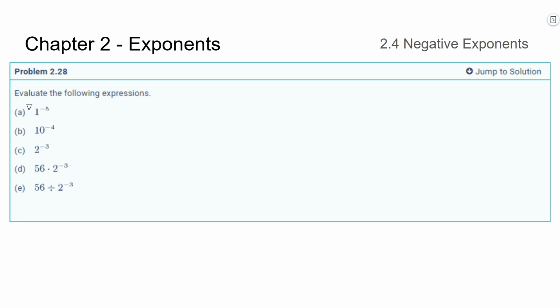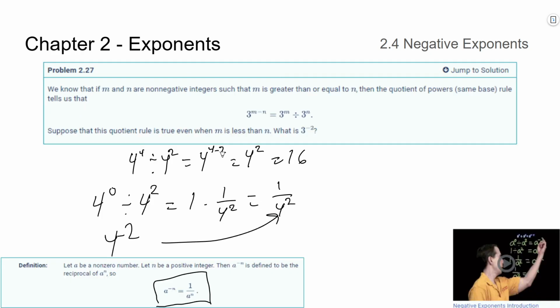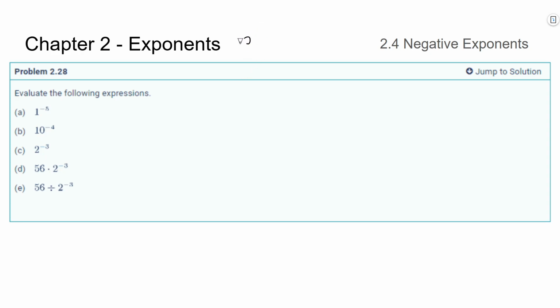All right, so for this first one, we have 1 to the negative 5th. So we're getting the hang of this now. We know that, as we learned here, I'll write it out on this screen. We have a to the negative n is equal to the reciprocal of a to the n. This should have been negative: a to the negative n equals 1 over a to the n. All right, with that written out, let's try this first one.